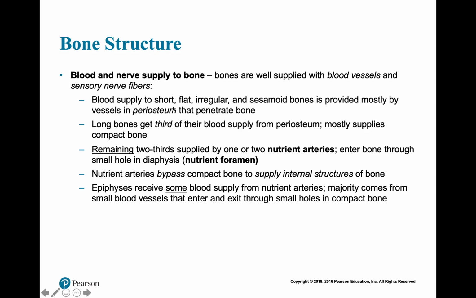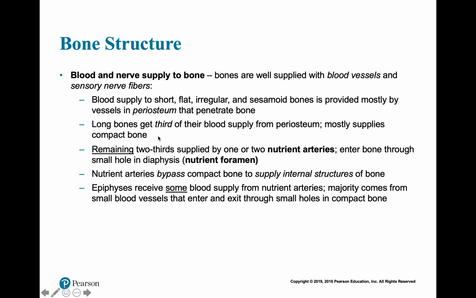Blood supply to short, flat, irregular, and sesamoid bones is mostly provided by the blood vessels of the periosteum, and those blood vessels will penetrate through the bone. The holes that they penetrate through are called foramen. If you ever hear the term foramen, it's a hole in bones where blood vessels and nerves can enter and exit.